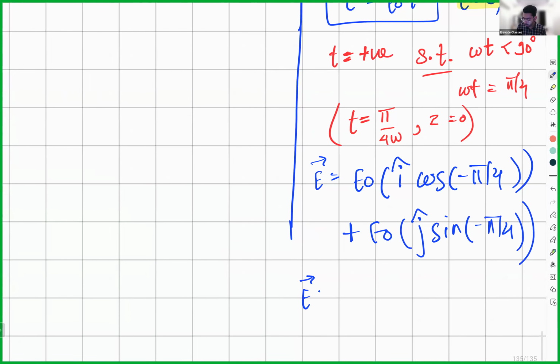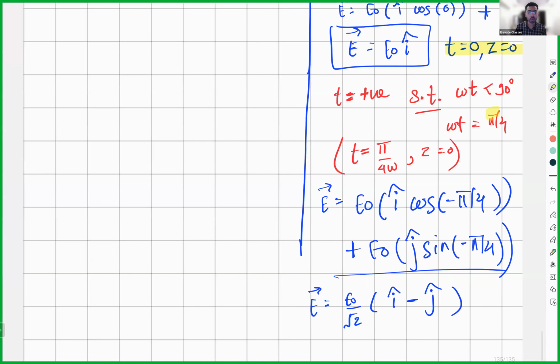So my electric field becomes what? Cos of minus pi by 4 is cos of plus pi by 4. So it becomes E naught by root 2 i cap. And what about this E naught j cap sine of minus pi by 4? So the minus sign will come outside and sine of pi by 4 is again 1 by root 2, which will come outside. So it will be minus j cap, right? This was one more reason why I took pi by 4, because sines and cosines become equal at that angle. So it is very simple to write down the expression. So this is the direction i cap minus j cap.